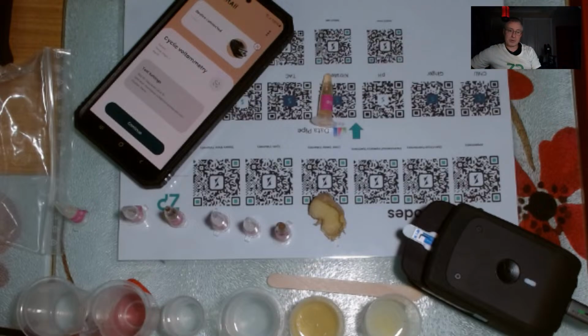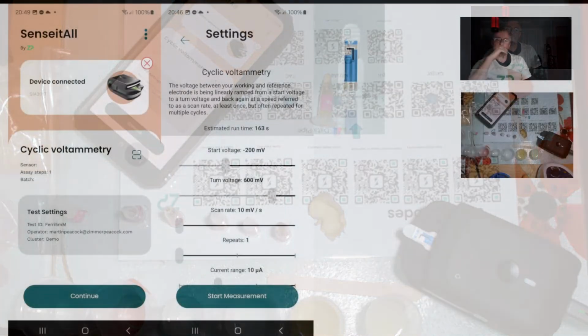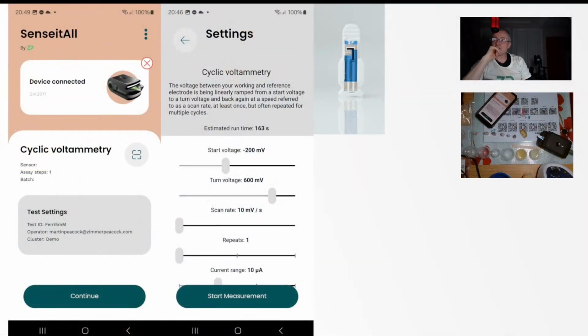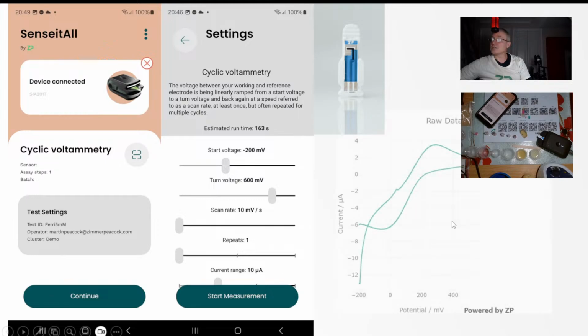Now I've put the conditions here that I used, and I did that, and I got a cyclic voltammogram for the 5 millimolar ferricyanide in the 1 molar potassium chloride. I actually got that, as you would expect.